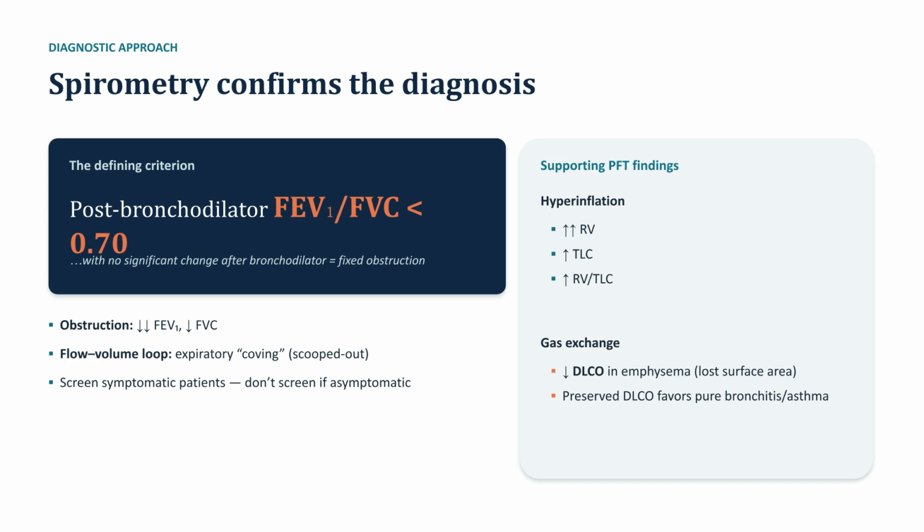Moving to clinical presentation, the triad of chronic cough, sputum, and exertional dyspnea is classic. As disease advances, watch for frequent exacerbations, morning headache suggesting carbon dioxide retention, and weight loss. Mr. H exhibits all of these clinical signs.